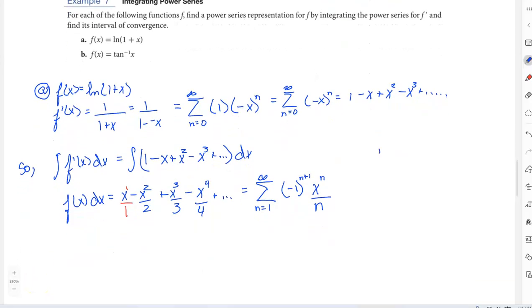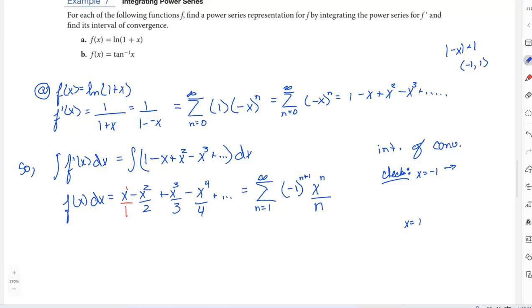If we want to talk about interval of convergence, we're going to go back to the original, which was the derivative that we found. We know this is going to converge if the absolute value of negative r is less than 1. So that's going to happen on negative 1 to 1. This is going to be on negative 1 to 1 also, but we have to check the endpoints. The inside's always going to be given, but we have to check the endpoints. So let's plug in x equals negative 1, and then we'll plug in x equals positive 1.